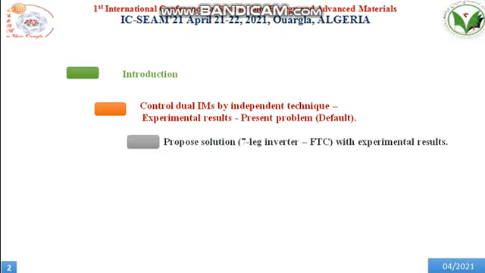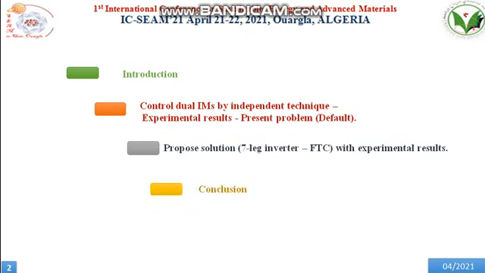I will begin this work with an introduction, then control dual induction motors by an independent technique and present experimental results. After that, I present the main problem in the inverter, which is the fault. After that, we propose a solution: a 7-leg inverter controlled by a new FTC control, with experimental results. Finally, we conclude with the many advantages of this work.